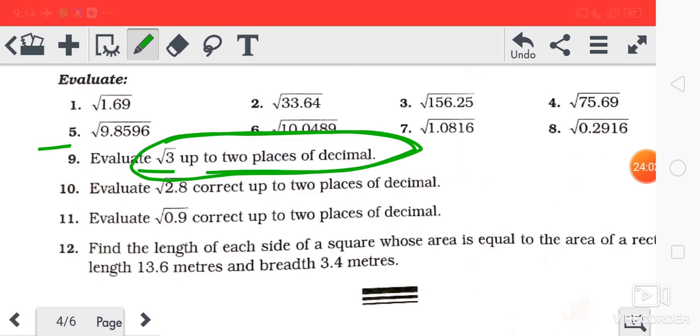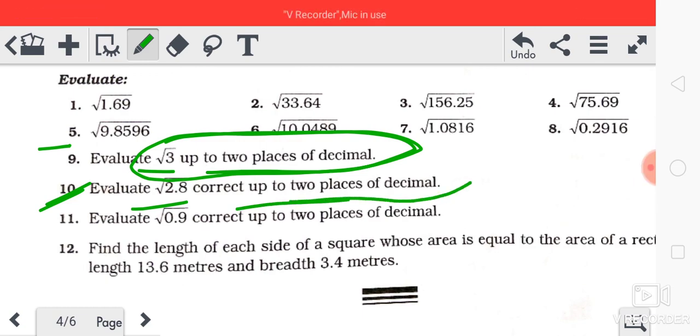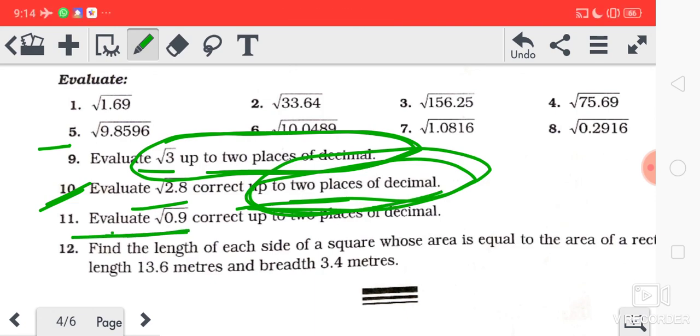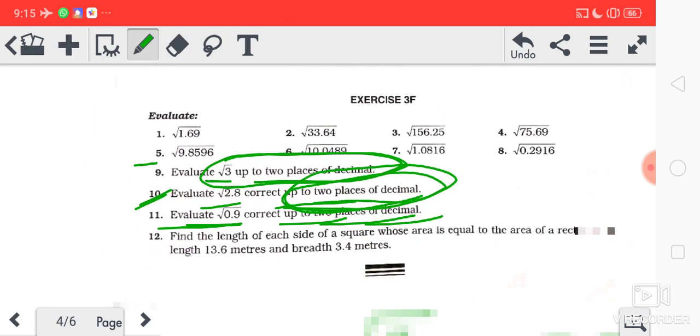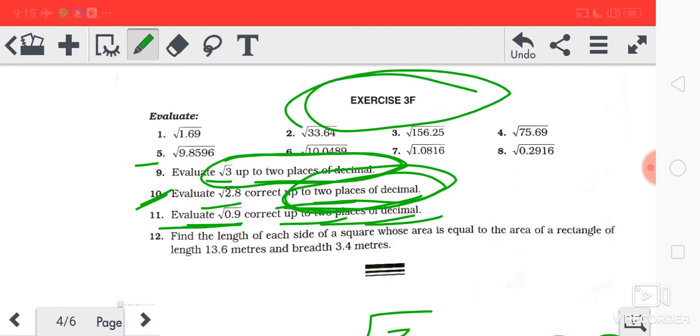So in the same way you can find question number 10. Evaluate the square root of 2.8, correct up to 2 places of decimal. So after the decimal you'll take up to 3 places, and you'll have to round it off up to 2 decimal places. Same thing, 0.9, correct up to 2 decimal places. Okay, so you can do the rest of the questions, you can try exercise 3F.